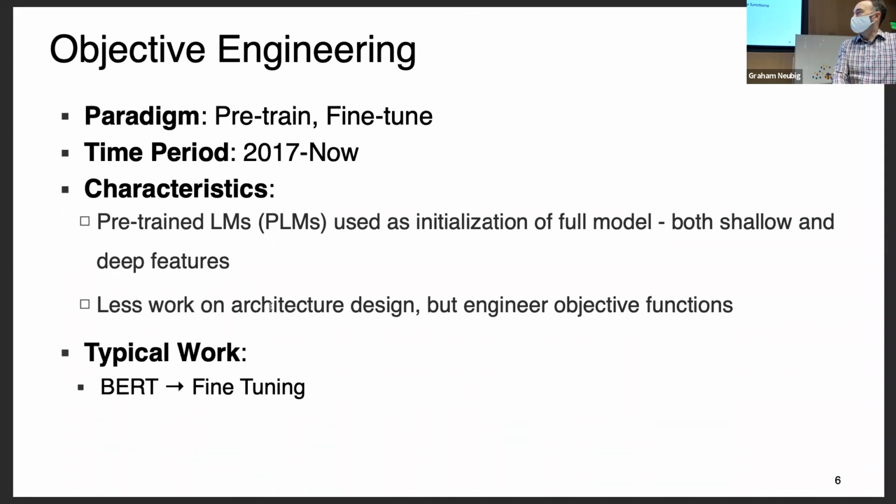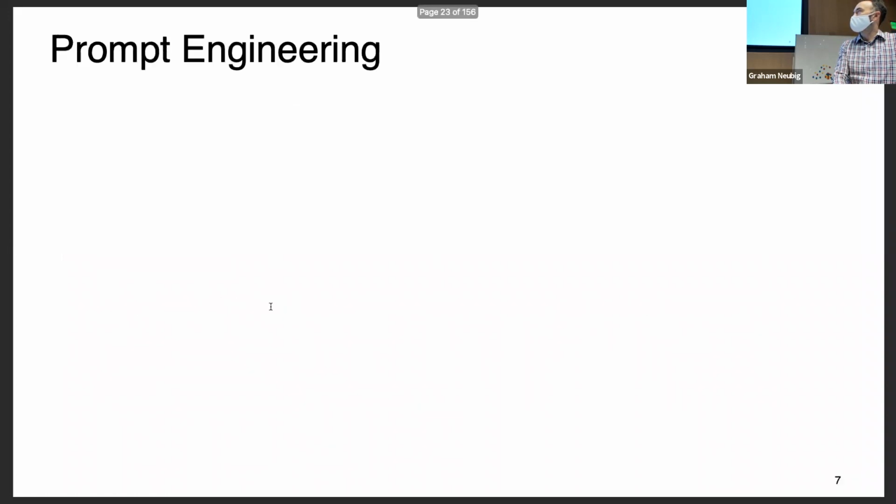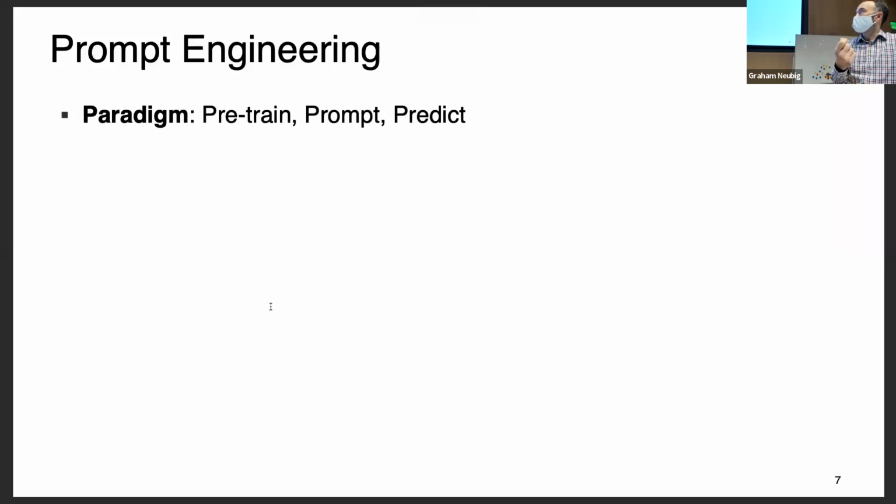An example being BERT and then fine-tuning for your task. So then what we're going to talk about today is something that we've been calling prompt engineering. Basically, what this means is you pre-train a model, you design a prompt that specifies the thing that you would like the model to do, and then you make a prediction. So we've tried to come up with a semi-catchy name for this: pre-train, prompt, and predict, or P3.